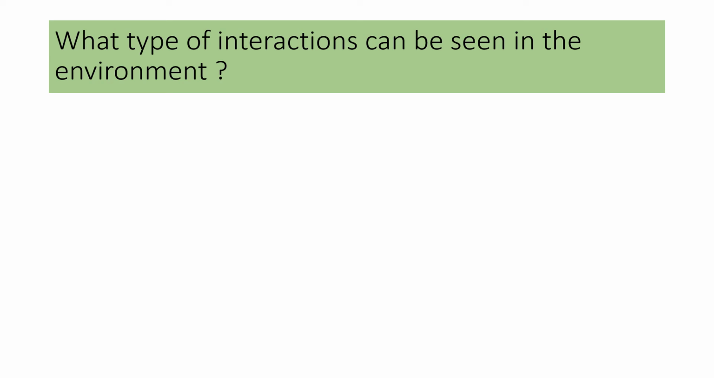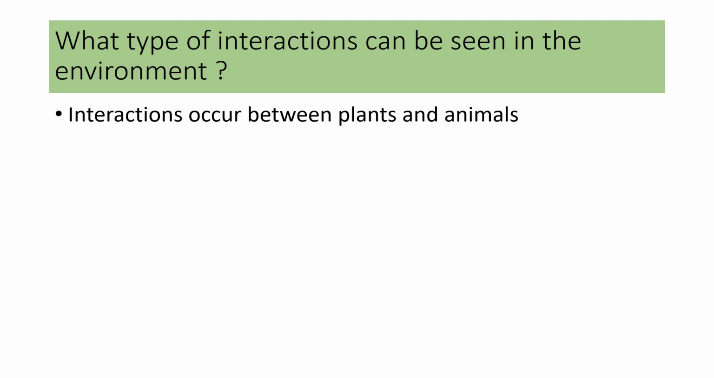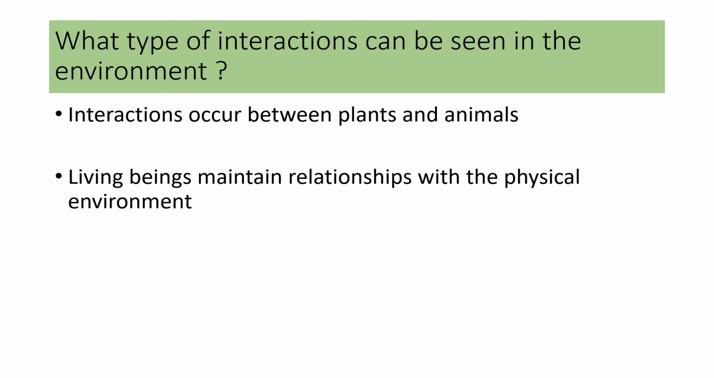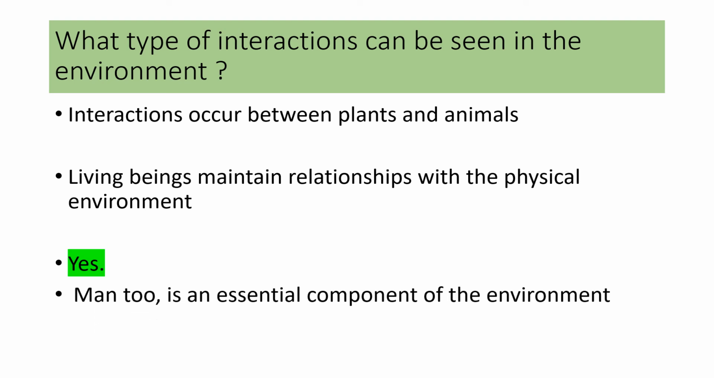Okay, let's see the types of interactions that can be seen in the environment. There are interactions between plants and animals, and the living beings maintain relationships with the physical environment. What about man? Yes, man too is an essential component of the environment.